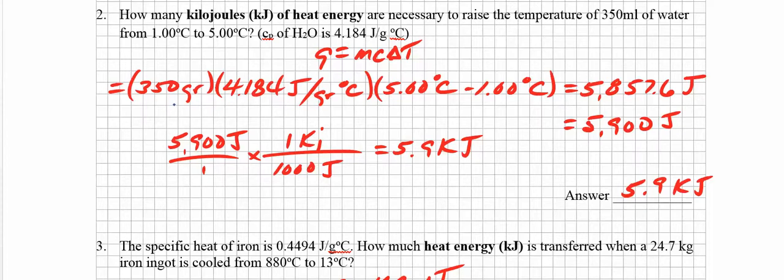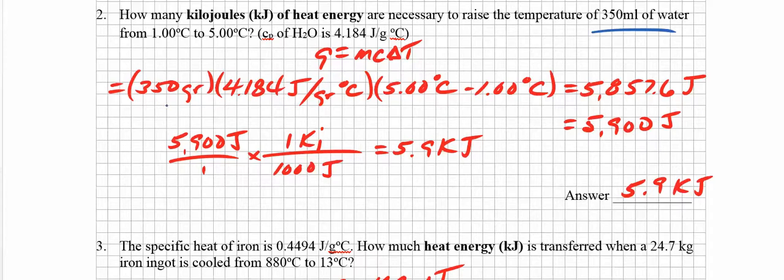But let's notice something about water. They're giving me the volume of water as 350 milliliters. But here's what you need to remember. Water has a volume of 1 milliliter for a gram of water. So 1 gram of water, that's a mass, has a volume of 1 milliliter of water. So they're interchangeable. 350 milliliters can be written as 350 grams.